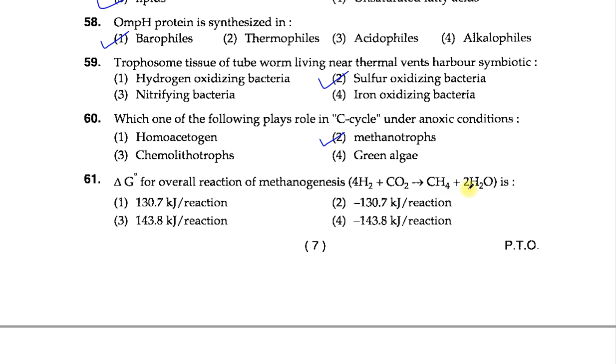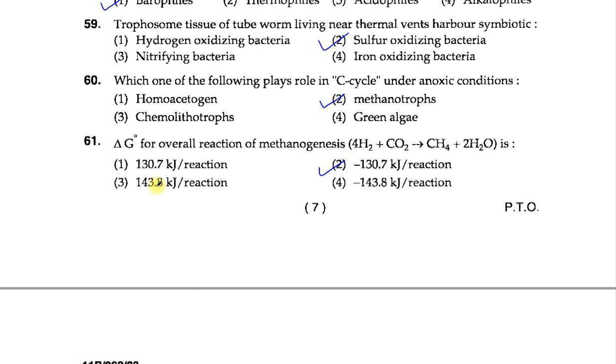Question 61. Delta G for overall reaction of methanogenesis, 4H2 plus CO2 forms methane plus 2H2O is. The different values are given. Out of this, the correct value is the option 2, which is minus 130.7 kilojoule per reaction. The methanogenesis is a major metabolic pathway. It leads to production of natural gas, and for any spontaneous reaction, the value of the delta G is negative. So option 2 is correct.